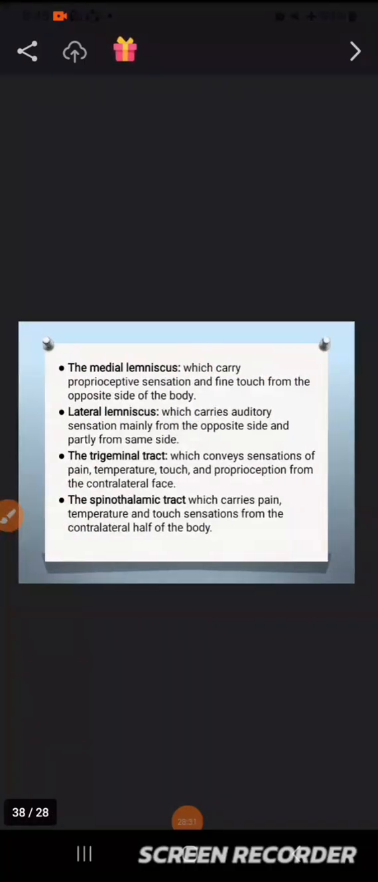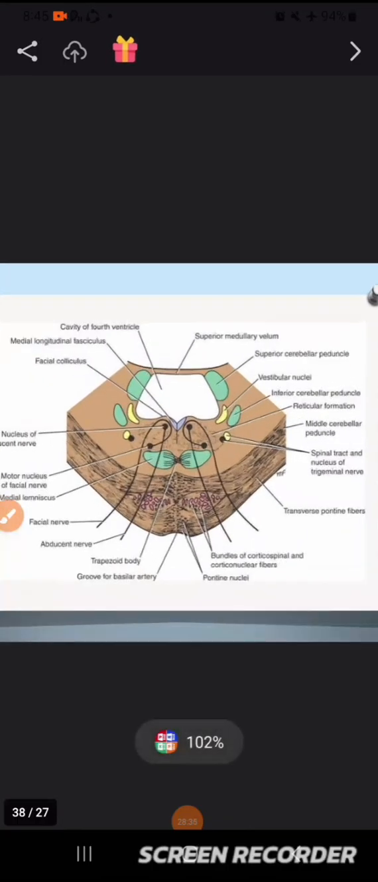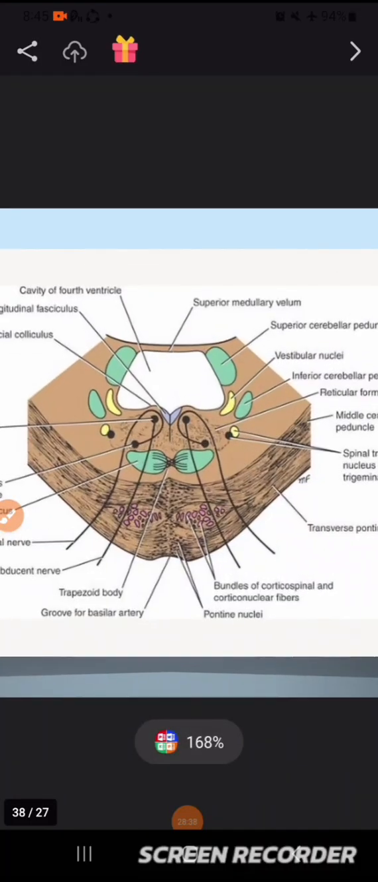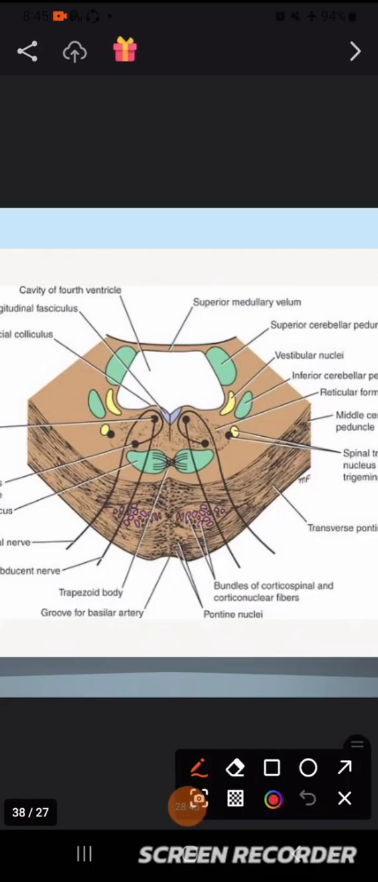The medial longitudinal fasciculus, this one. The medial longitudinal fasciculus connects the third, fourth, and sixth cranial nerve nuclei with the vestibulocochlear nuclei.